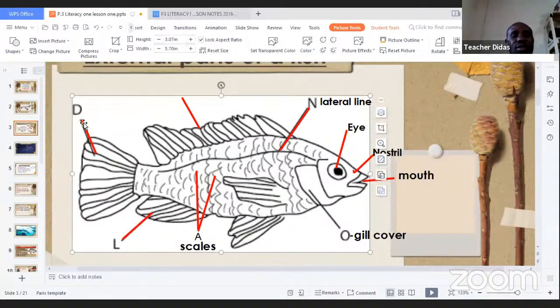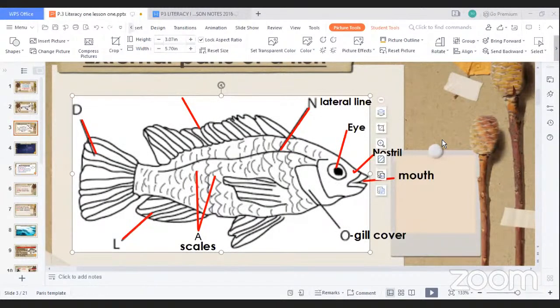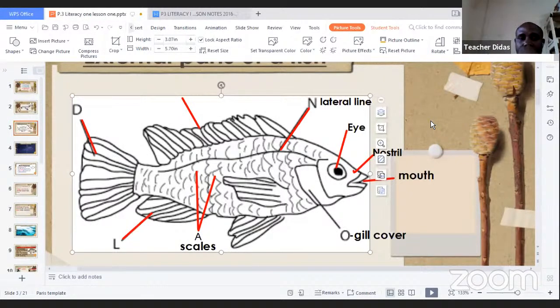Okay, let's go to part D. What name is given to part D? What is part D? Class, what is part D? I see people putting up the hand. Trinity. Trinity, how are you? I'm fine. Okay, are you giving us part D? You know part D? Tell us, what is part D? The tail. The tail, okay.